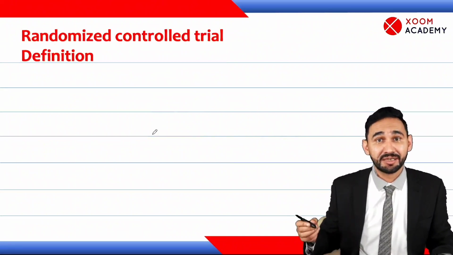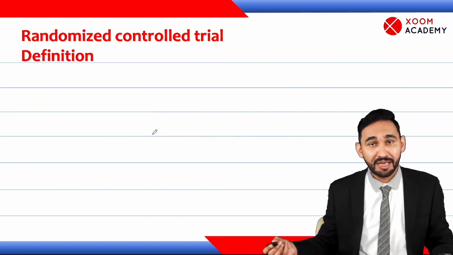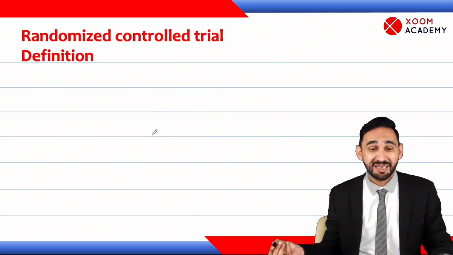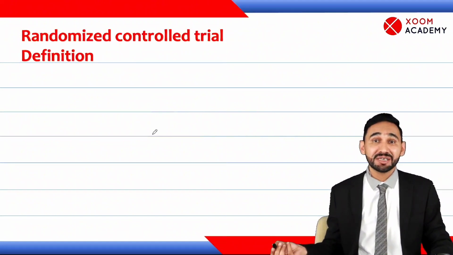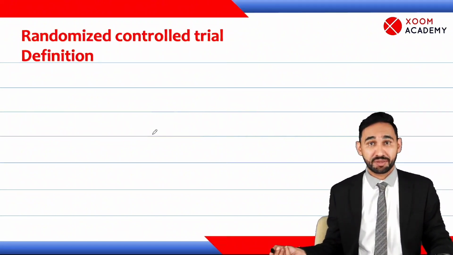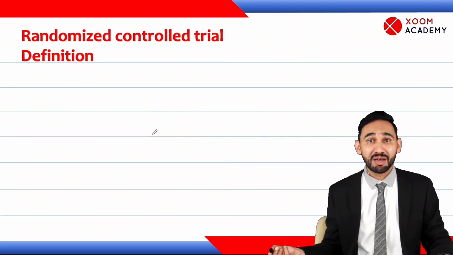Initially, we discussed that there are two types of experimental studies: randomized controlled trial and non-randomized controlled trial. What is a randomized controlled trial? When participants are divided into two groups, study group and placebo group, on the basis of randomization, this is called a randomized controlled trial.